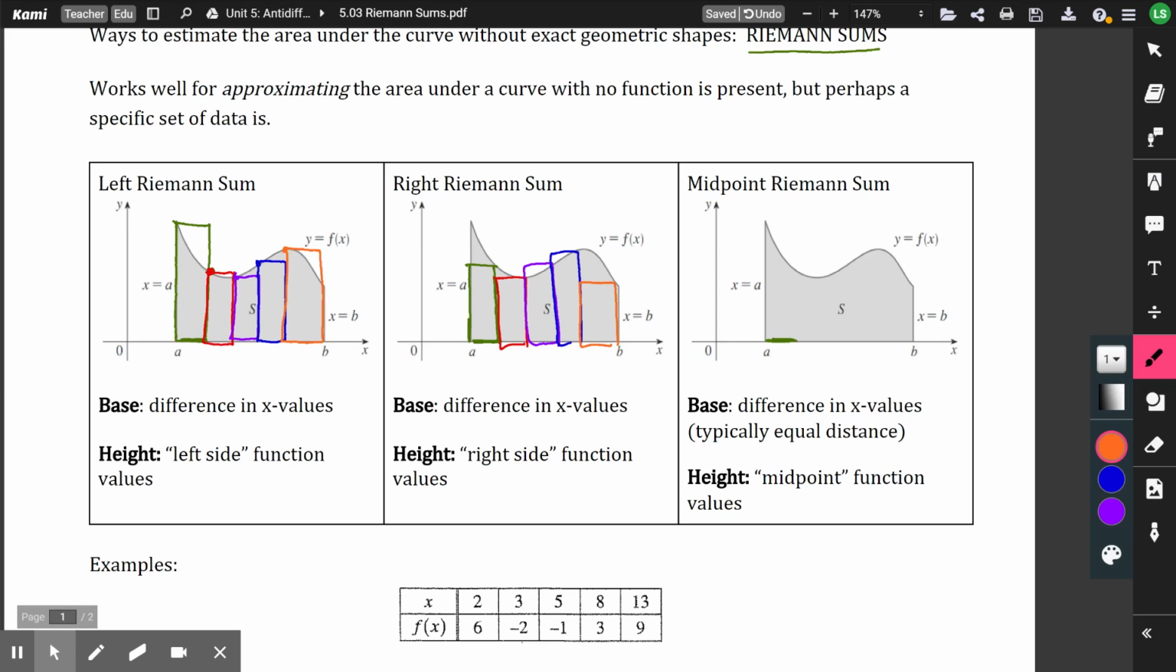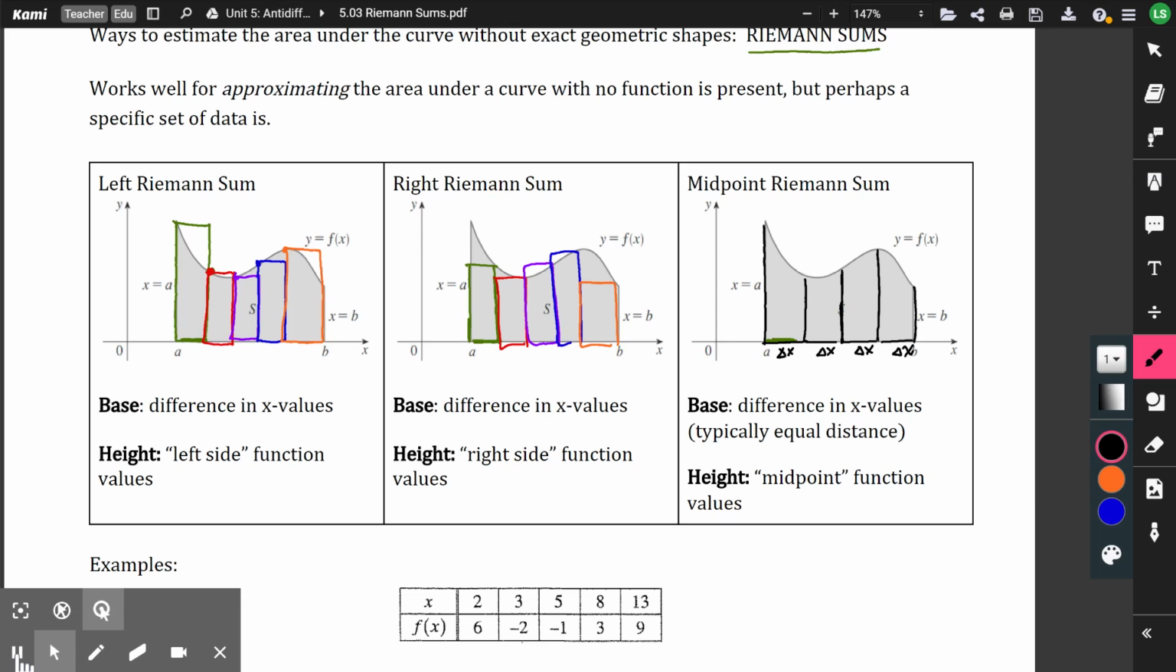The midpoint Riemann sum also uses a difference in x values for your base, but typically for the midpoint Riemann sum, they will be an equal distance, because we need to use a middle x value to evaluate what the height of this function is going to be. So we're going to do our best to split this up into equal measurements for a moment. Okay, so there's our best estimate if we were breaking this down into four rectangles of equal width along the base of our x-axis.